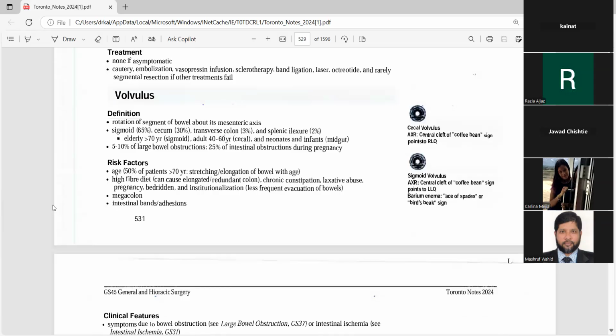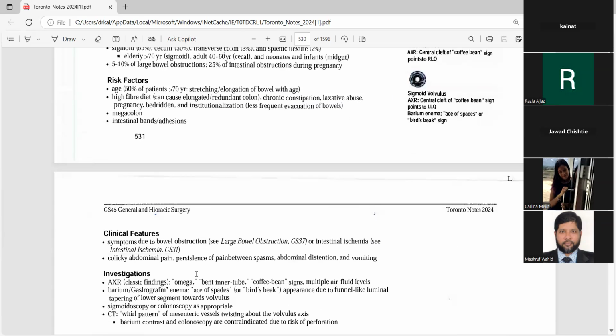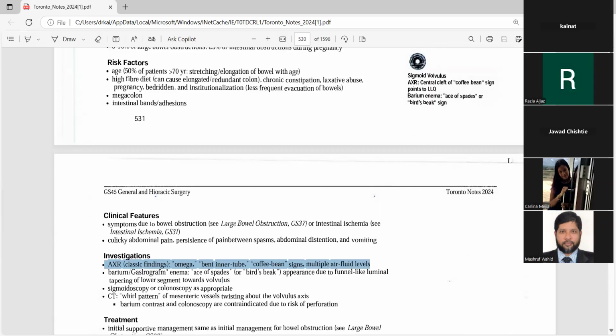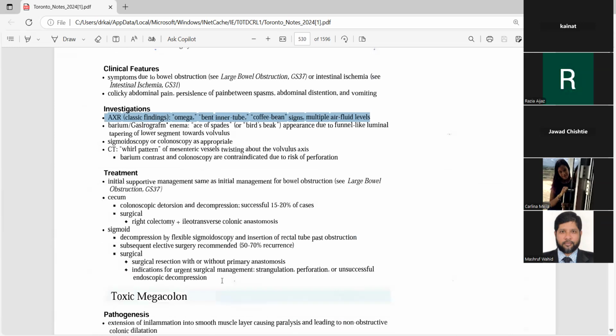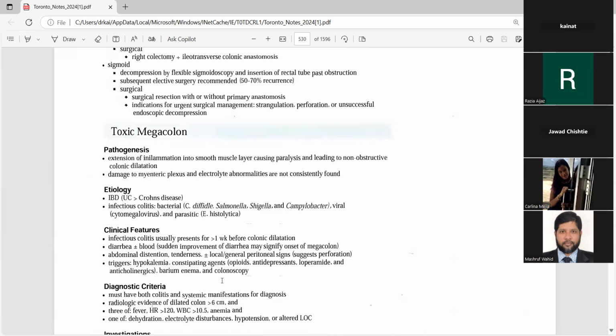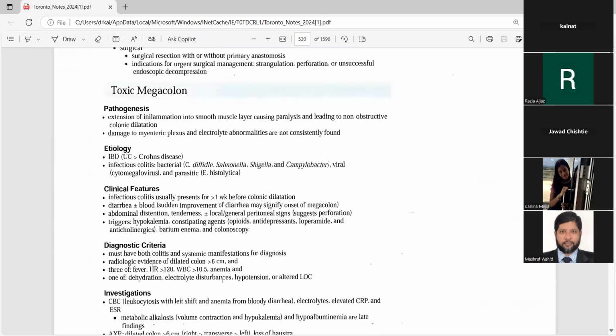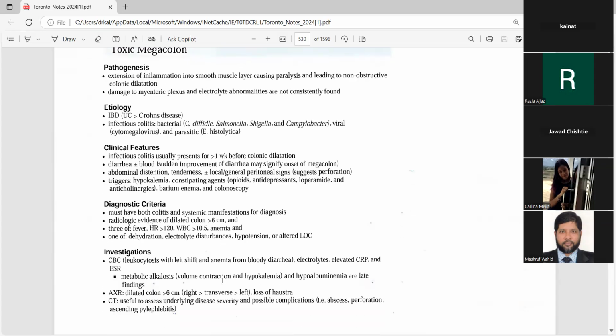Then comes volvulus. Here is also one of the things that they will like to ask about. The coffee bean sign, omega sign, this one. So go for X-rays, because the management is mainly surgery anyway, and that's not our thing. Toxic megacolon. I saw one of the questions in the MCC objective on toxic megacolon, where the diagnosis was toxic megacolon and they were asking for the investigation and then the treatment as well.